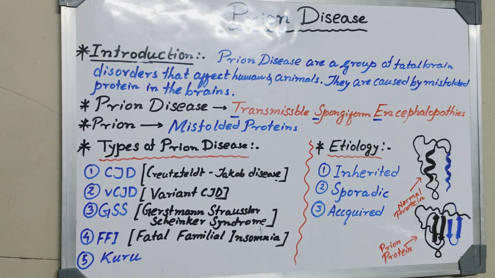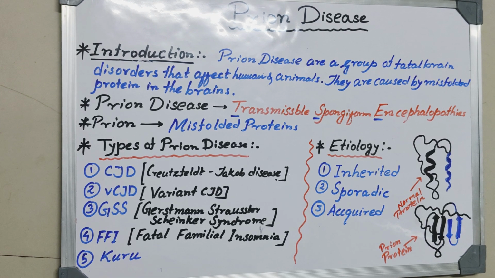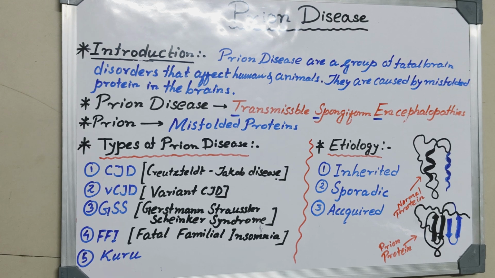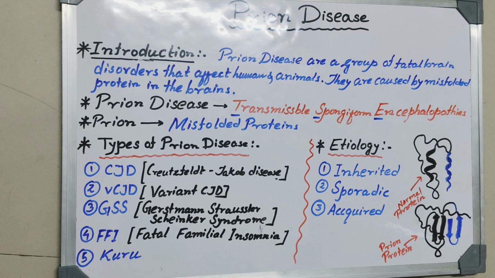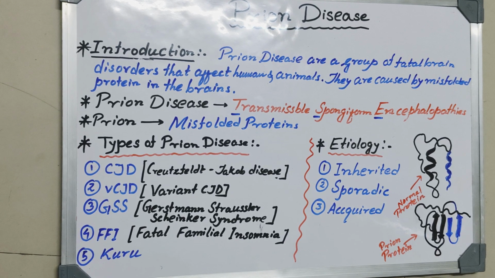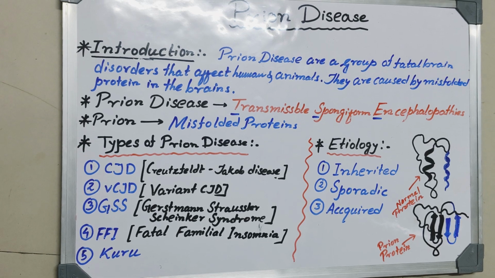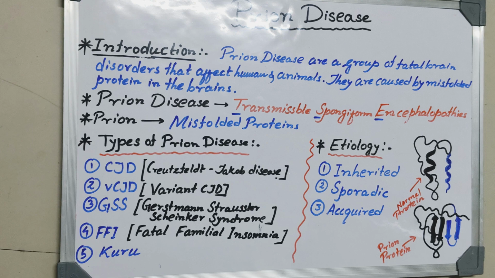Another type is sporadic or spontaneous. Some cases like sporadic CJD appear with no known cause due to random protein misfolding. Another is acquired infections. You can get prion disease from exposure like eating contaminated meat, receiving infected tissue transplants, or through surgical instruments. These are the three main etiologies involved in prion disease.